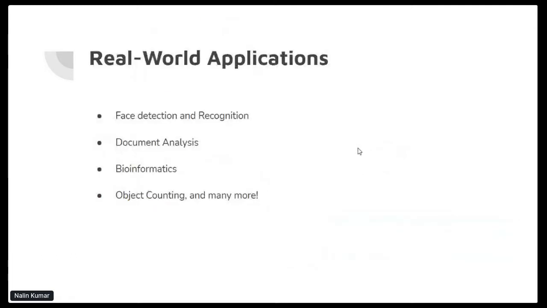As real-world applications, CNNs are currently being used in face detection and recognition algorithms, and also in text classification and sentiment analysis tasks. They are also used in document OCR and in bioinformatics. Now we'll move on to object counting.